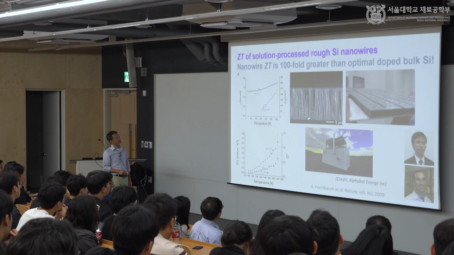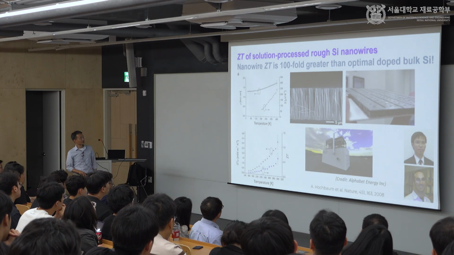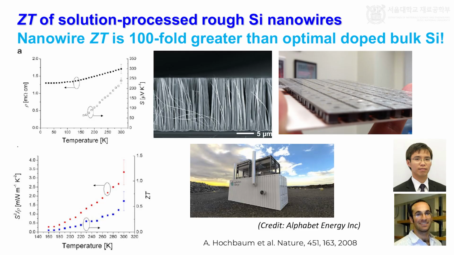And that leads into my second startup. We can now produce these silicon nanowires with more surface engineering, and that means we can mass produce these silicon nanowires electrochemically, and the ZT actually is 100-fold greater than bulk silicon. This really optimizes the power factor and decreases thermal conductivity by suppressing it as much as possible.